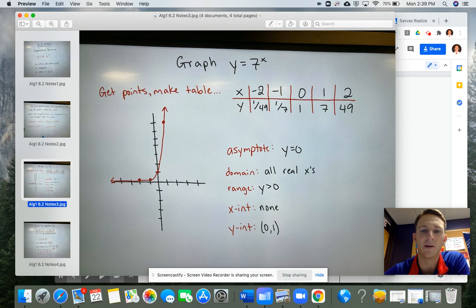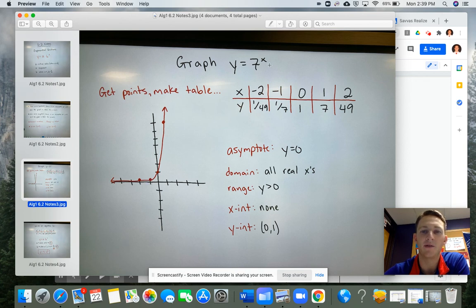So if we plug in -2 up here, that'll be 7 to the power of -2. Remember, when we have a negative exponent, we need to make a fraction. So it'd be 1 over 7 squared, and 7 squared is 49. So we have the point -2, and then barely up at 1 over 49. Now, if x equals -1, that'd be 1 over 7 to the first. So that's just 1 over 7. So our point would be -1 and 1/7, again, just barely above the line.